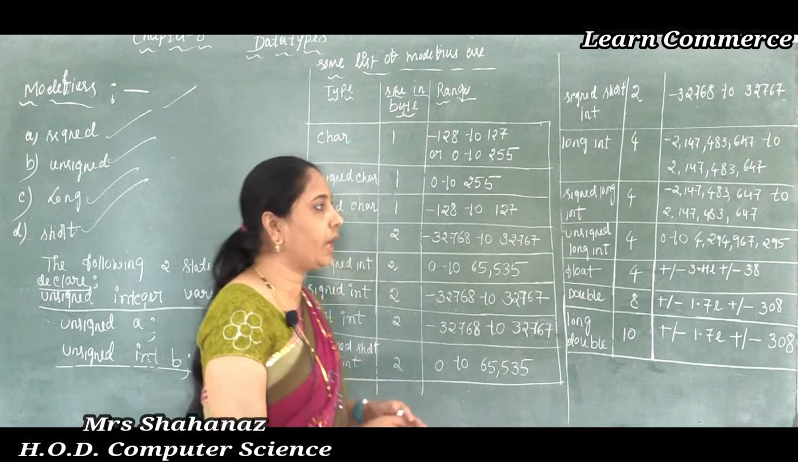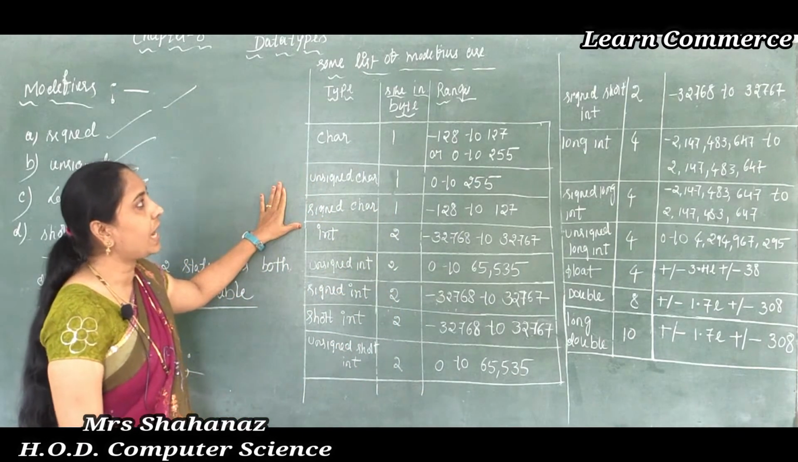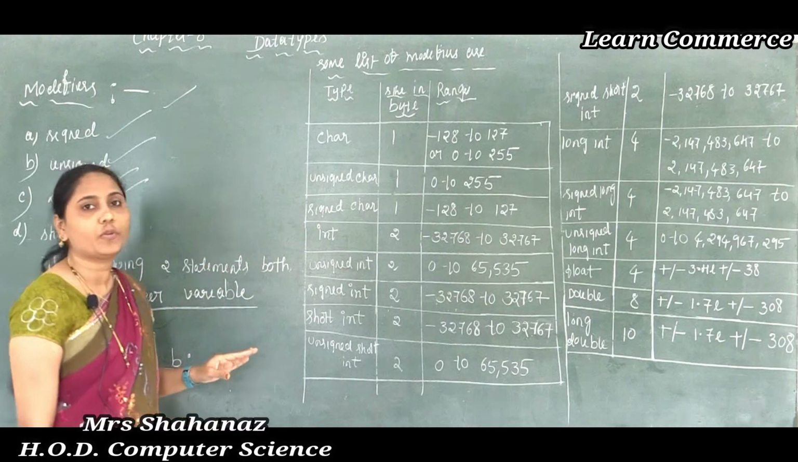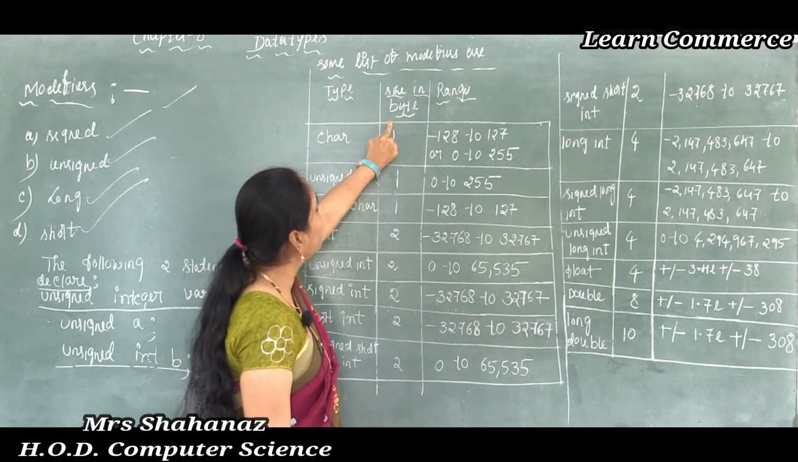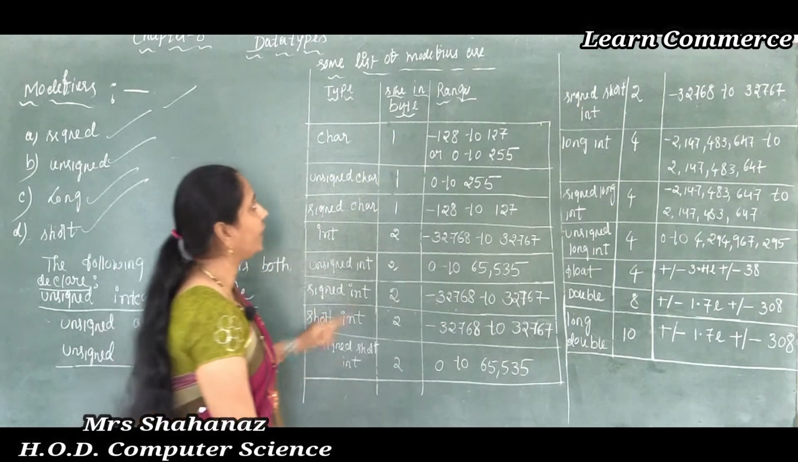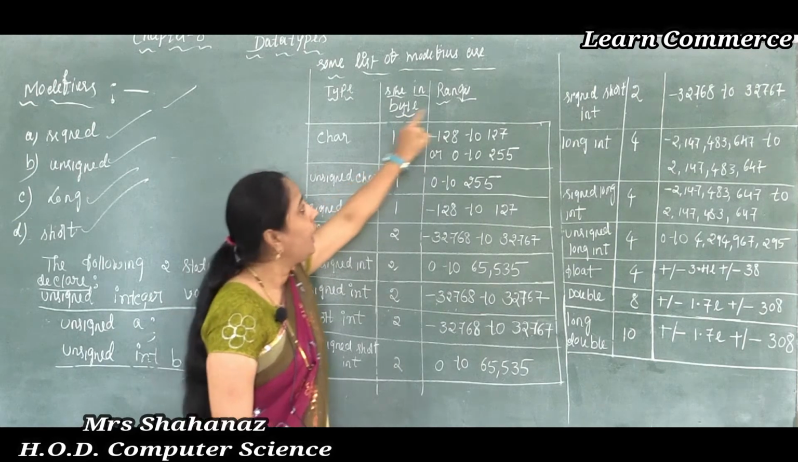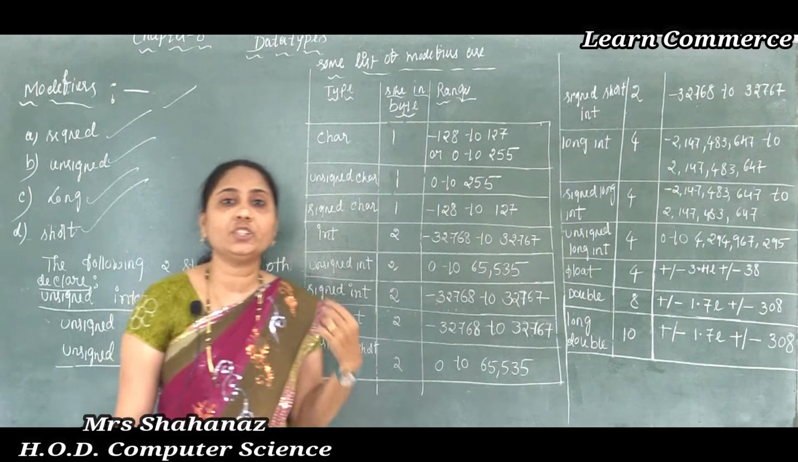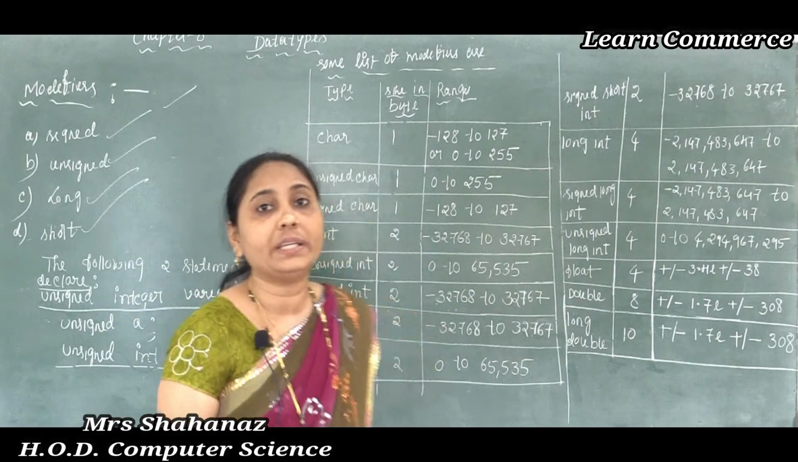Now let's see some of the list of the modifiers. In this list I want to show three columns. The first column name is the type, the second column is the size in bytes, whatever the size of the data type is, and lastly it shows the range of the variable of the data type here.